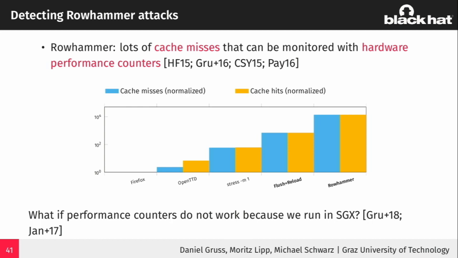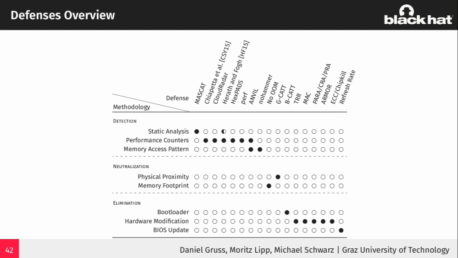But what if your performance counters do not get updated at all? Yes, that's again a problem, because you put the attack in an SGX enclave and the performance counters are not updated. So I can hide the attack from your countermeasure.